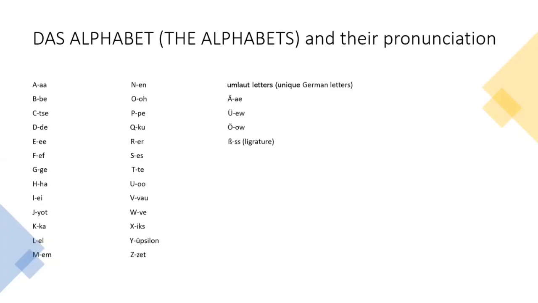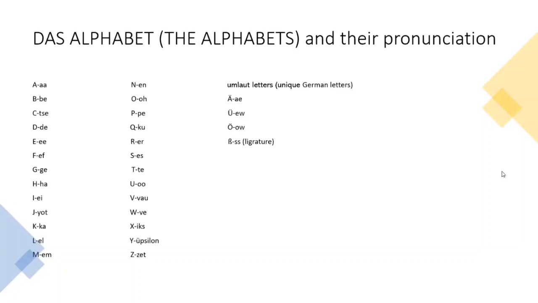So we have some special letters in German. A, U, O. These are called the umlaut letters. As you can see, these are special because the A, U and O have dots upon them, and the double S is called the ligature.